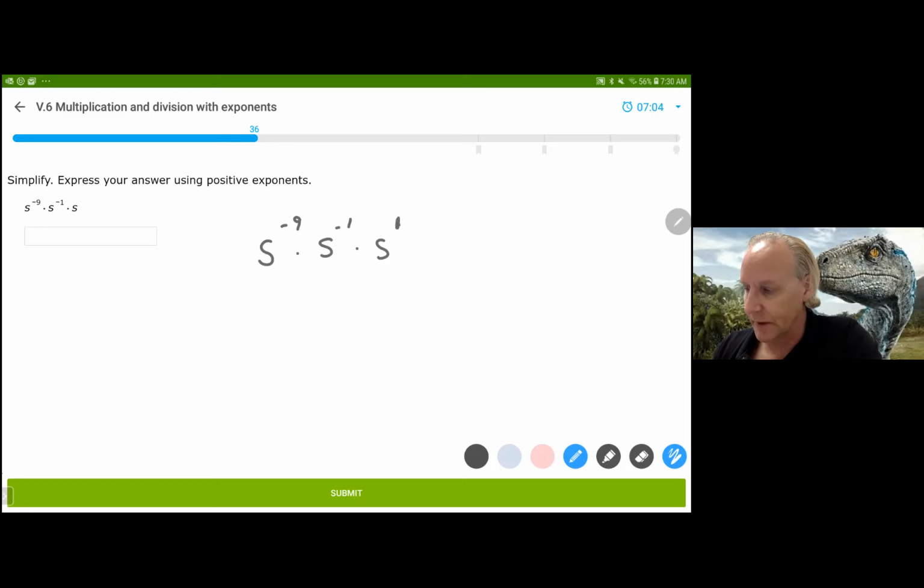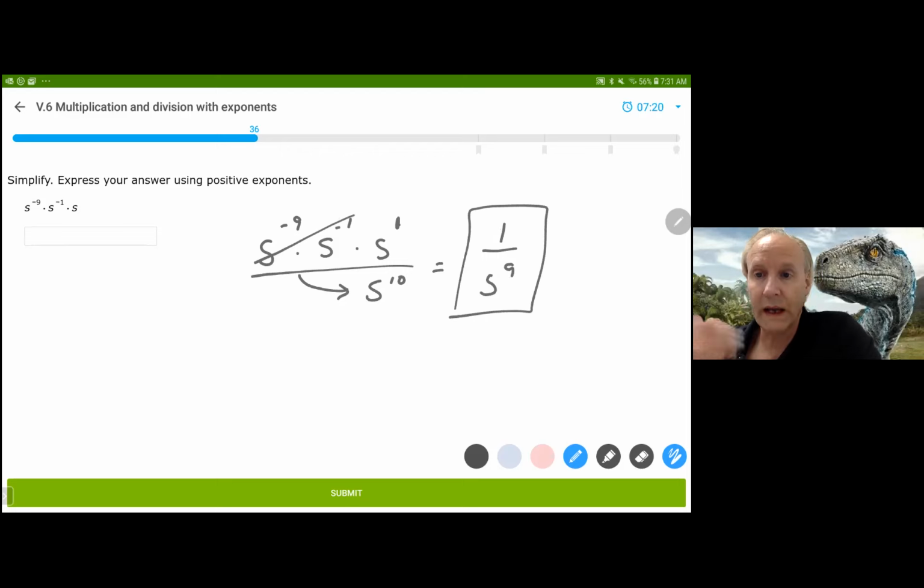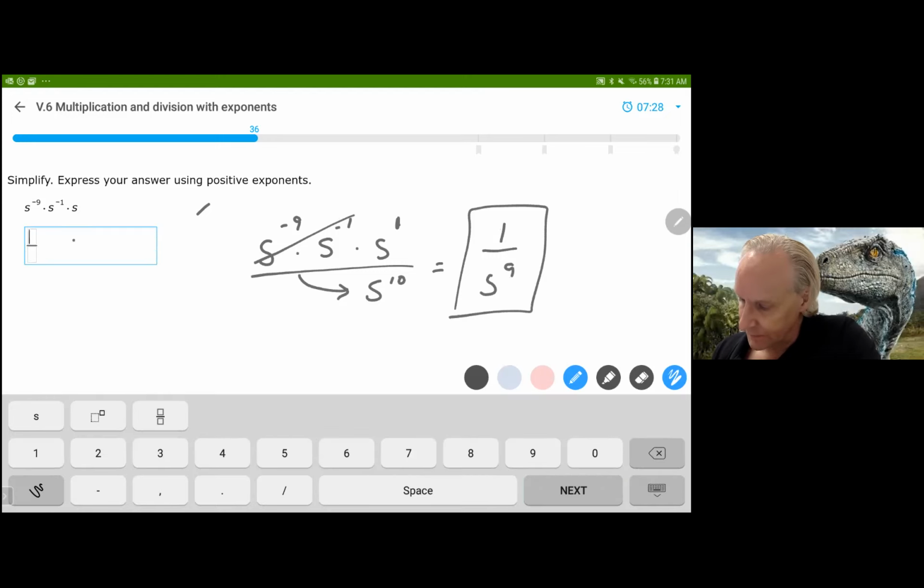It really doesn't matter. I actually prefer to go ahead and move these guys to the denominator and multiply them at the same time. So I'm looking at s to the 10th. And that, of course, is 1 over s to the 9th. However you want to do it. I can think of 3 or 4 ways that I could do this, and they'd all be correct. And I'd still get the same answer. So it's totally up to you. That is 1 over s raised to the 9th.